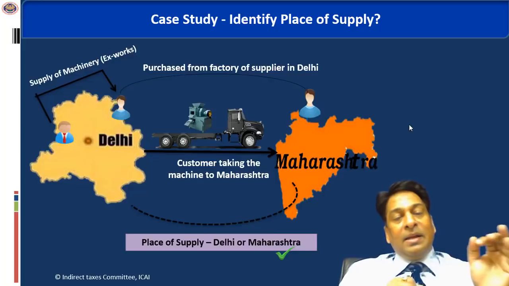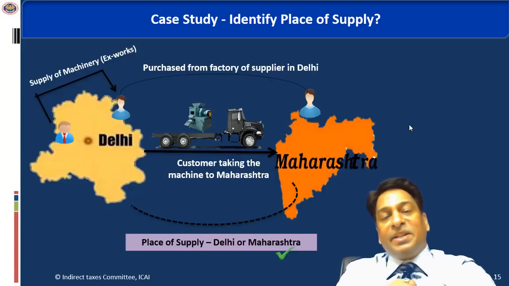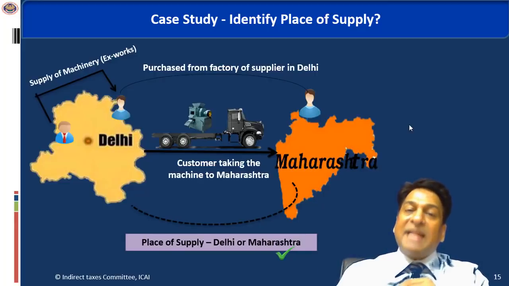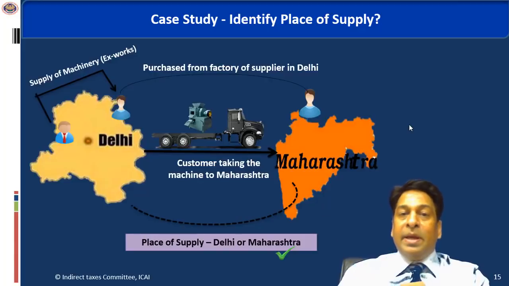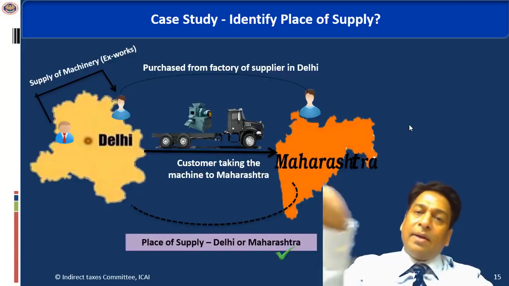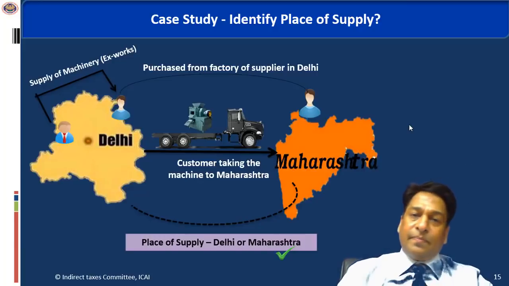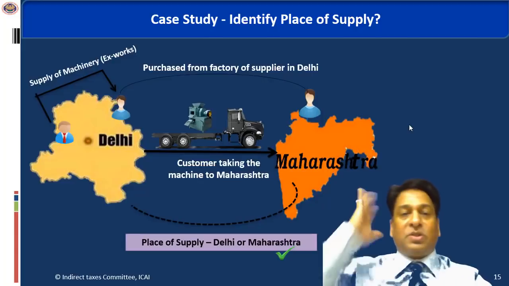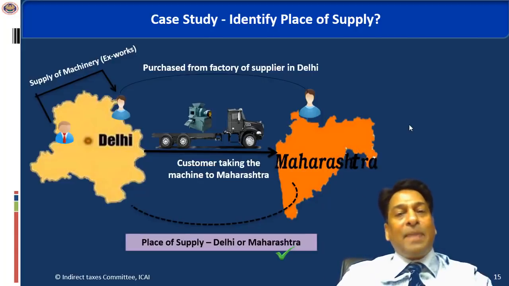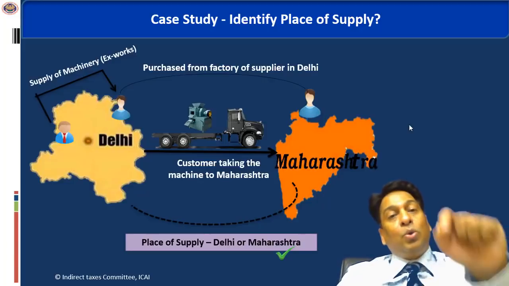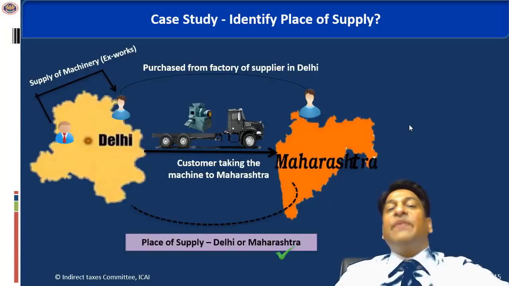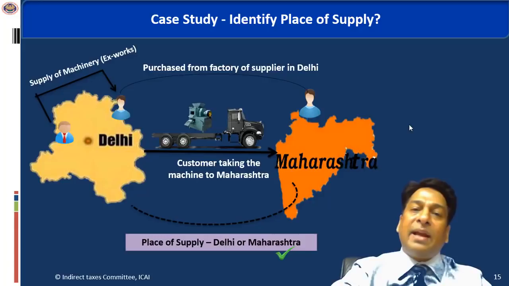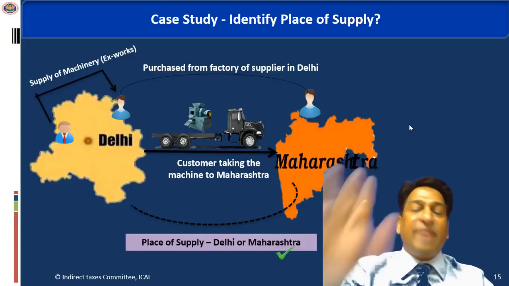Let's say the location of the supplier is in Delhi, and there's a customer who is placed in Maharashtra. He's coming all the way from Maharashtra and purchasing the goods at an ex-works transaction. Ex-works, I'm telling you, ex-works. Meaning thereby, the supplier will hand over the goods to the recipient or customer at his factory gate. Now it's at the disposal of the recipient; wherever he wants to take, he can take these goods for his convenience.